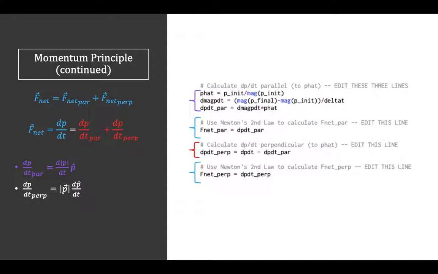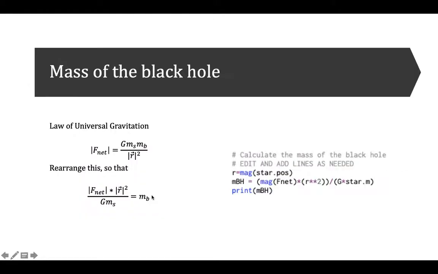We use this statement to redefine dp/dt perp as dp/dt minus dp/dt parallel. This can only be done after we define what dp/dt parallel is equal to, which is the change in the magnitude of momentum over the change in time, times p hat. The last thing we must do in our while loop is use the law of universal gravitation in order to find the mass of the black hole.